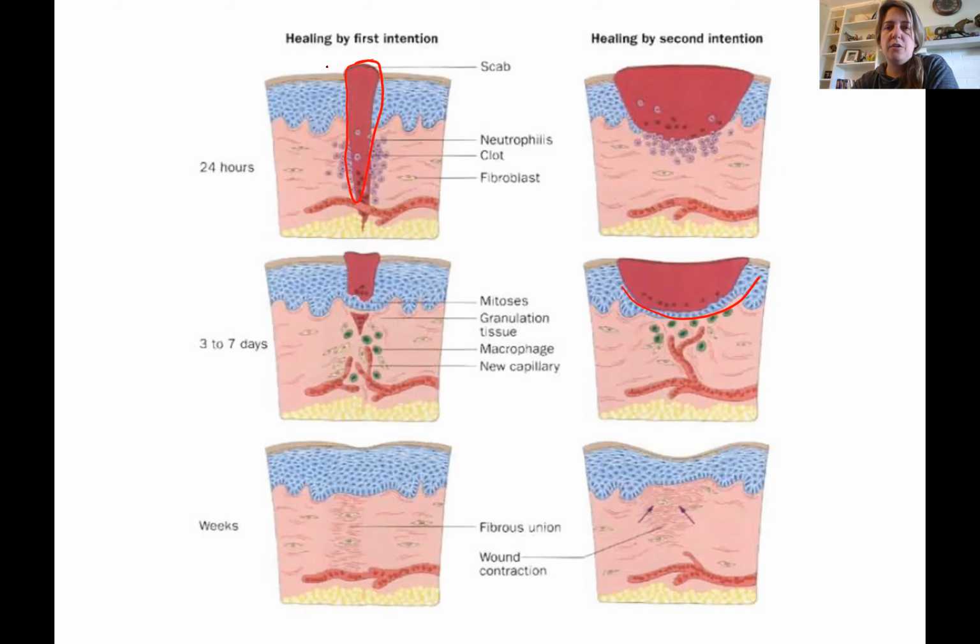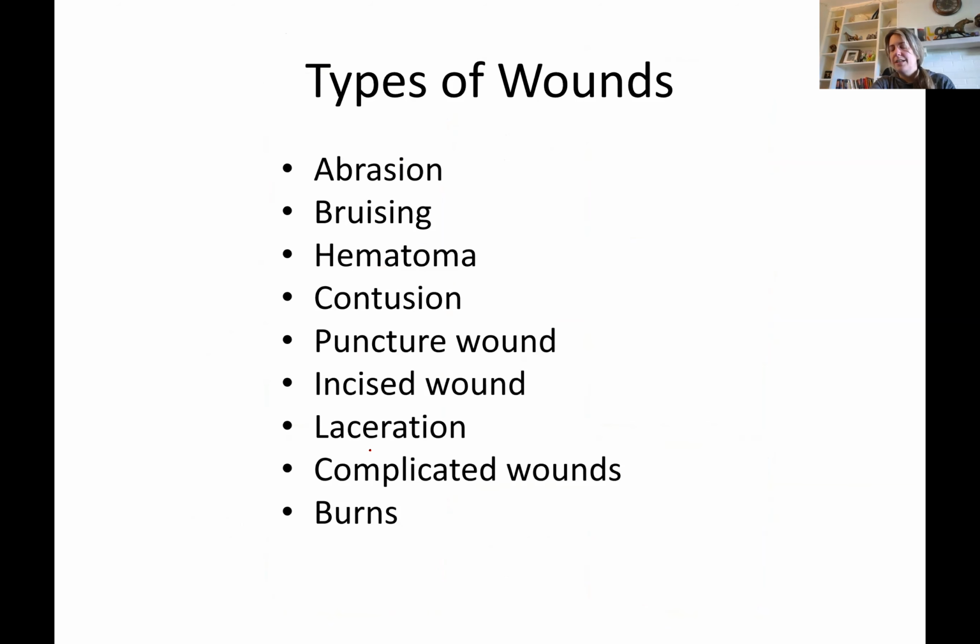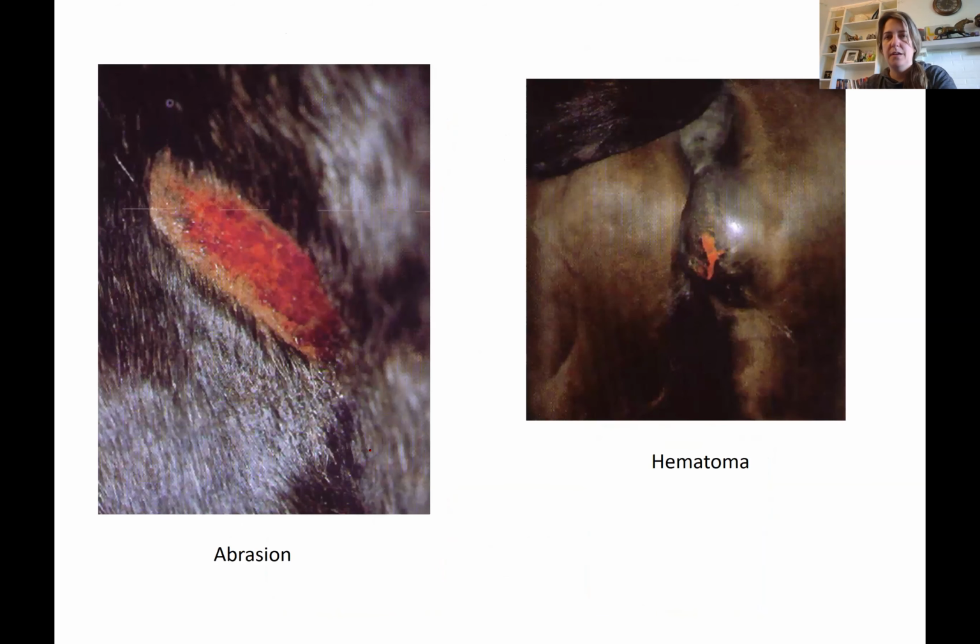It's going to be very little as opposed to granulation tissue that occurs in healing by second intention, and there's a little bit more angiogenesis that happens in that, and the scar in the end, as depicted here by this little contraction, is a little bit bigger when you're healing by second intention. So there's different types of wounds, and we're going to talk about them. This is not vet school, so we're just going to talk about what different wounds mean and what to do about them.